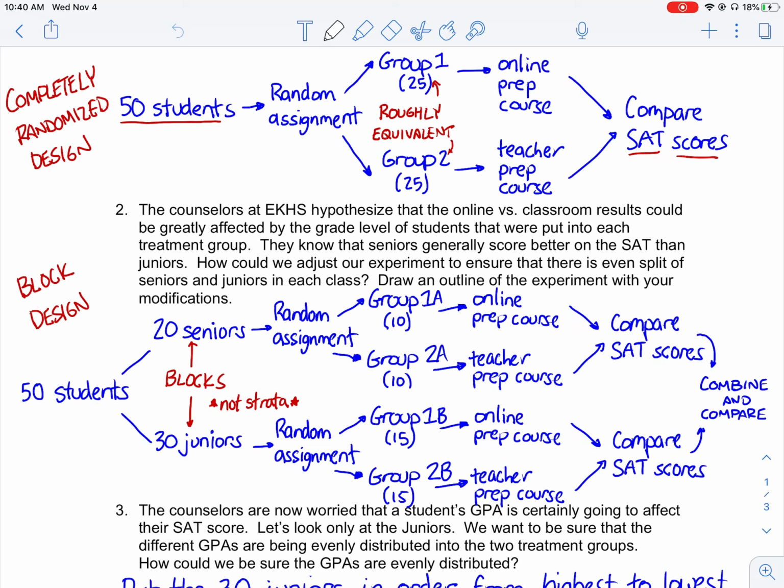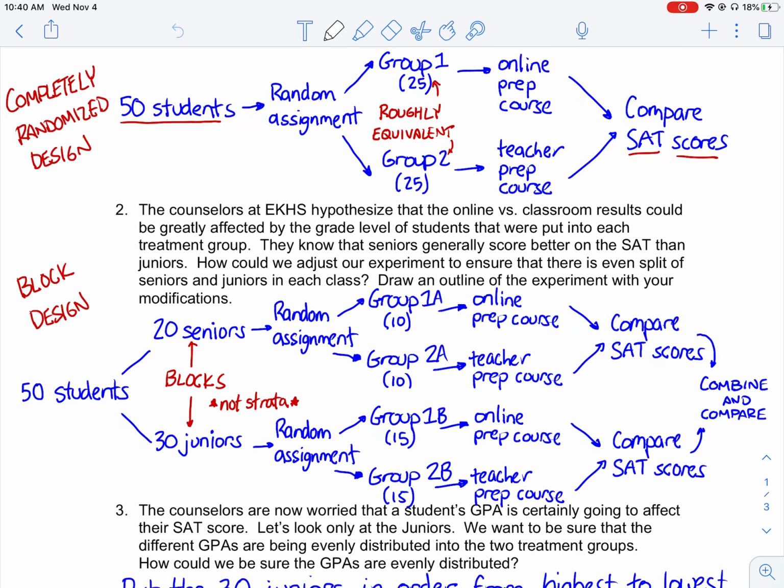Now they're worried, because this is a completely randomized assignment, that we don't really know who's in group 1B and who's in group 2B. We're grouping them regardless of their grades. What if all the students in group 1B, the ones taking the online prep course, happen to be all the kids that have a 4.0 GPA, 3.8 GPA? And then all the students in group 2B happen to be the kids that are struggling?